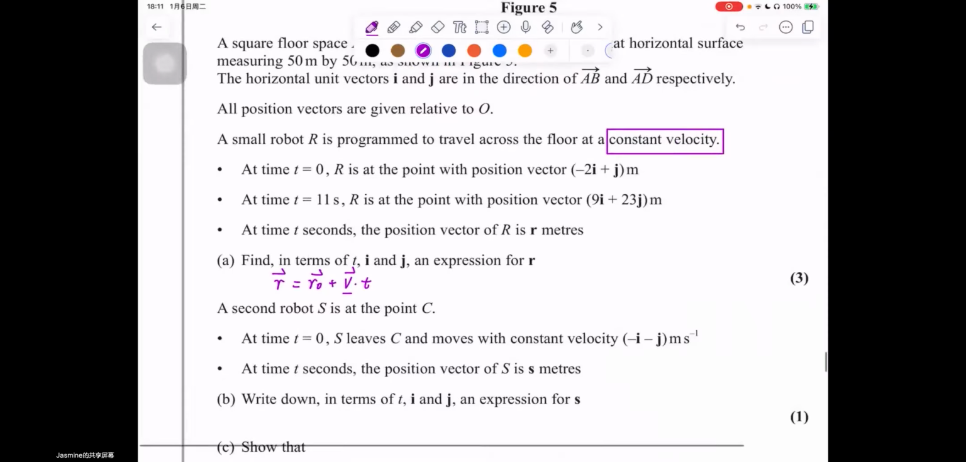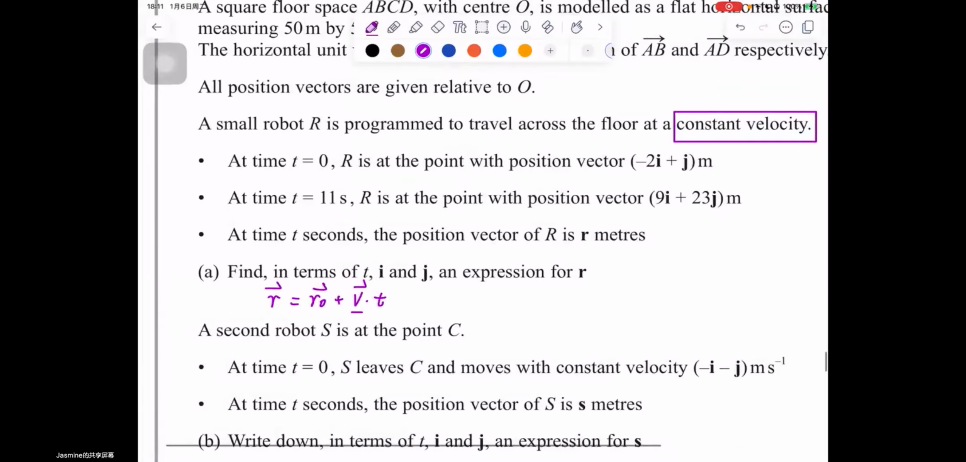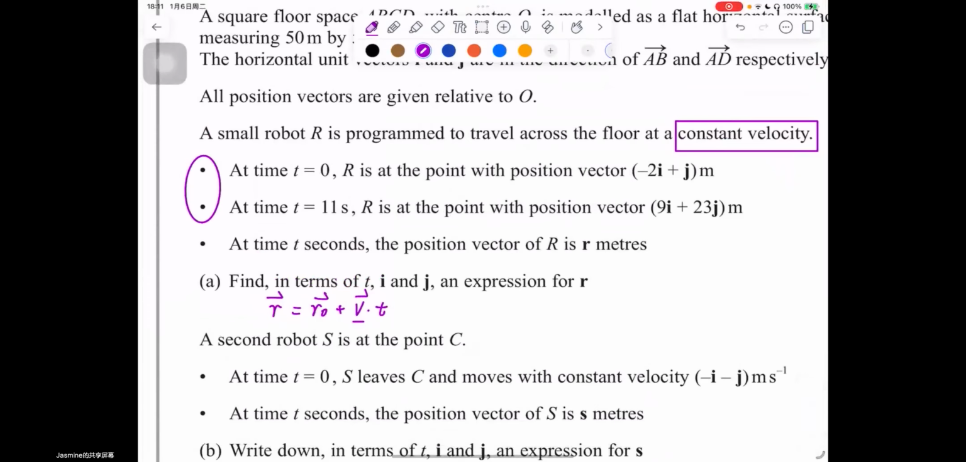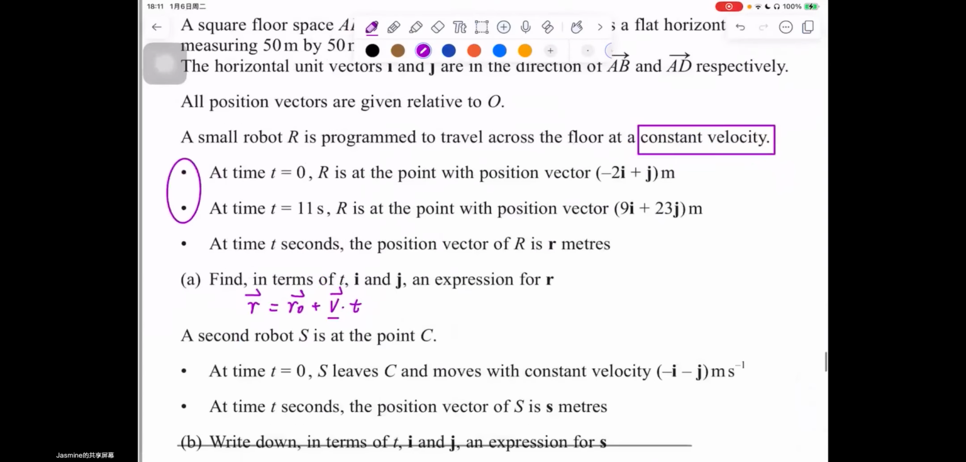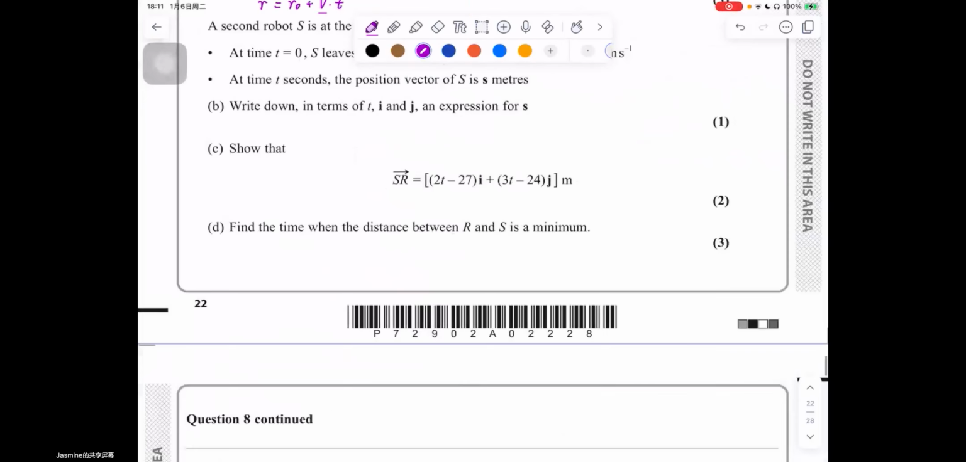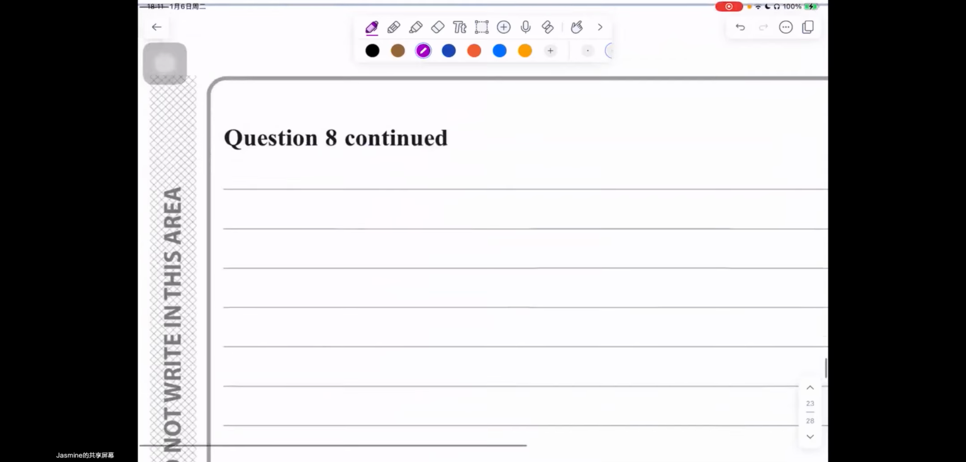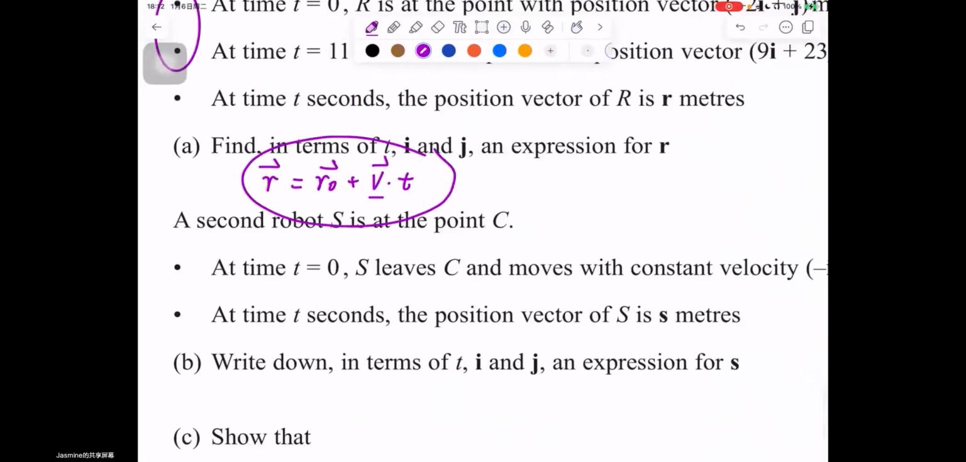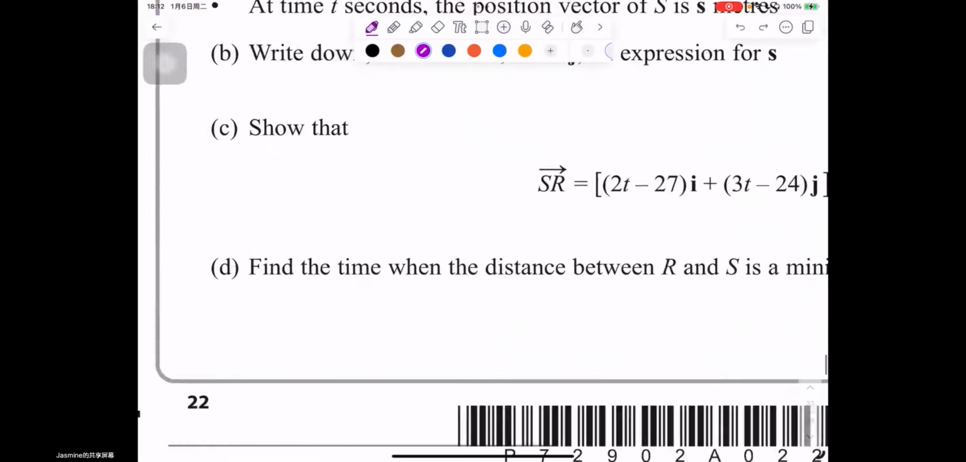And what is v? v is the velocity. Since the velocity is constant, we can find the velocity by this condition. Velocity is equal to the displacement divided by the time. And what is displacement? Displacement is the difference between the position vectors at time t equals 11 and time t equals 0. So let's figure it out. First we need to find the velocity and then substitute it into this equation to find out r. And that's it.